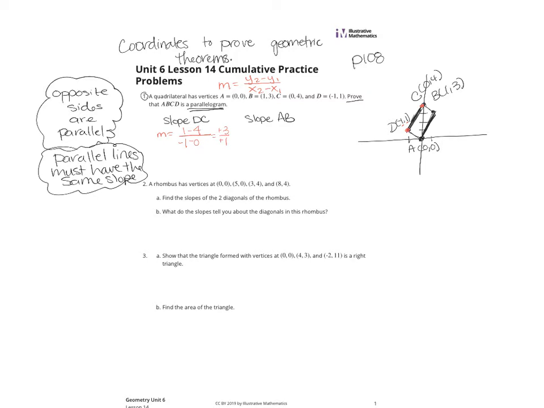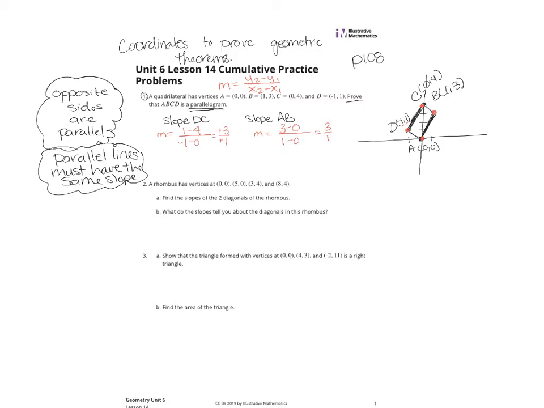So let's see what the slope of AB is. So again, I use my slope formula. That's the difference in my y values. So let's go find A and B. A is 0, 0, and B is 1, 3. So I'm going to use the 3 first. So that'll be my first y. So 3 minus 0 all over 1 minus 0. And that would be 3 over 1 or 3. So it looks to me like the slope of DC and the slope of AB are the same.